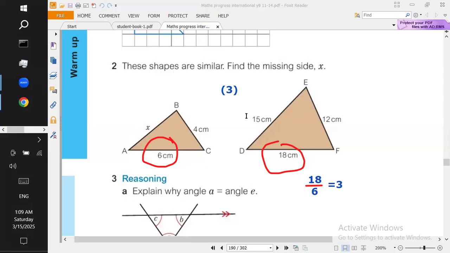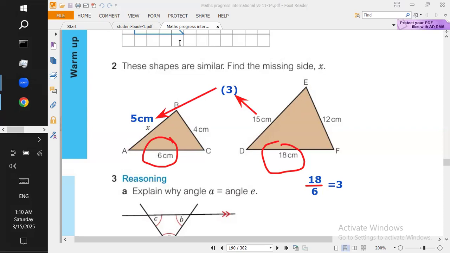Now, if I want to find the x, it is in the smaller triangle. It means to find it, I'm going to take the corresponding line, which is the 15, and divide it by the scale. So 15 divided by 3 will give me 5, so the answer is 5 centimeters. And this is how you answer a question like this.